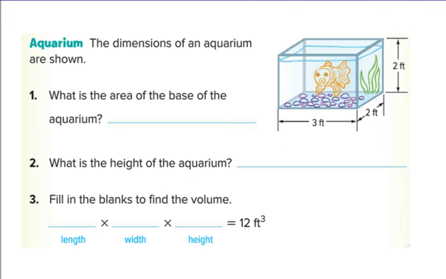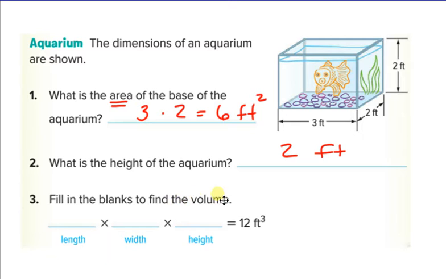Okay? Alright, so in order to introduce us to volume, we're going to do a little activity here with a fish tank and a little goldfish. So it's asking us, what is the area of the base of the aquarium? So here's the base of the aquarium, and it says it's 3 feet by 2 feet, and we know area is base times height, okay? So 3 times 2, and that's going to give us 6 feet squared, okay? That's just the bottom, just the base. What is the height of the aquarium? Well, the height is 2 feet, okay?